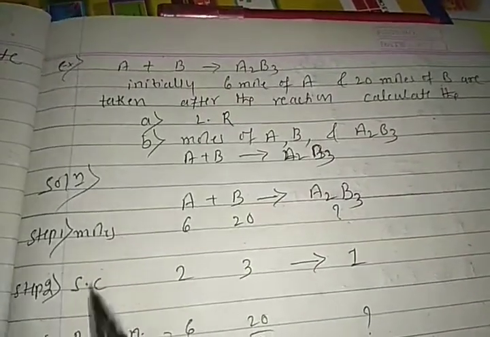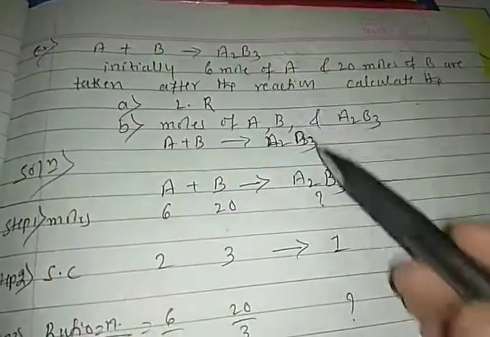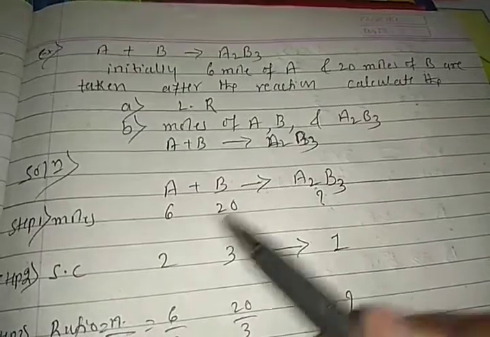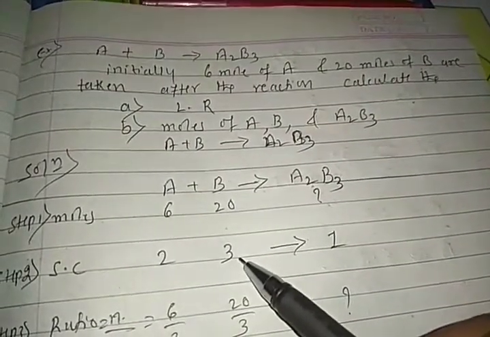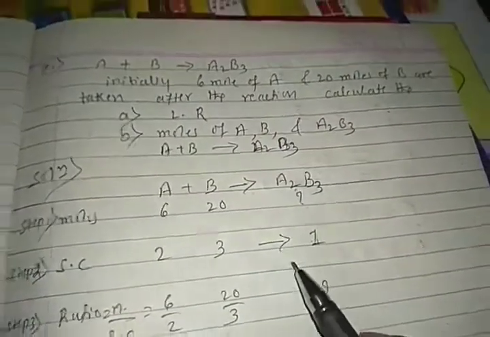Step 2, stoichiometric coefficient, SC. The stoichiometric coefficient of A is 2, because it is mentioned on the reactant side, so I am directly using 2 here. B's stoichiometry is taken as 3 because 3 is mentioned, so that's why I have taken 3. And the product is 1 mole.